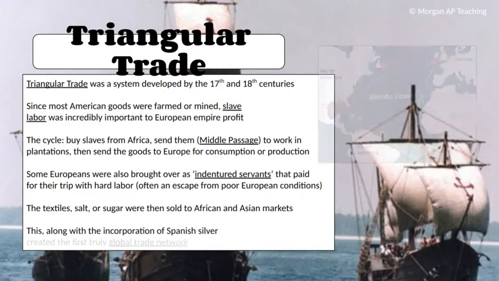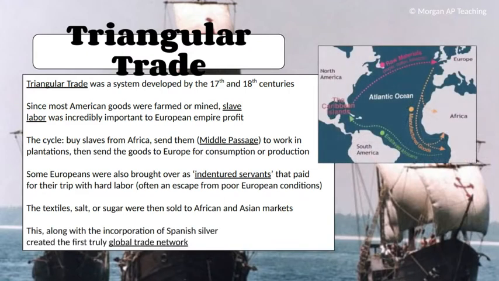Triangular trade. So, the triangular trade was a system developed by the 17th and 18th century. Since most American goods were farmed or mined, slave labor was incredibly important to European empires for profit. They were doing this intense labor and needed cheap labor, that's why they used slave labor to get the maximum profit.